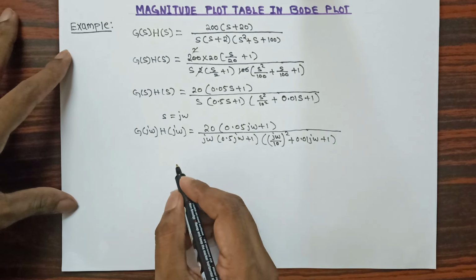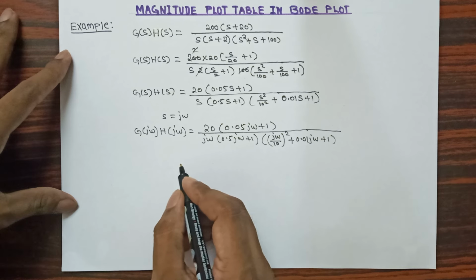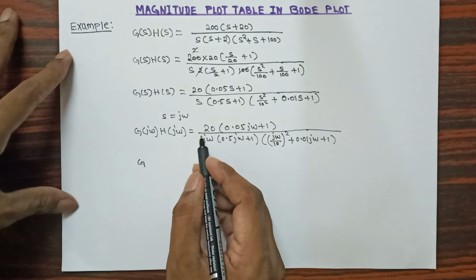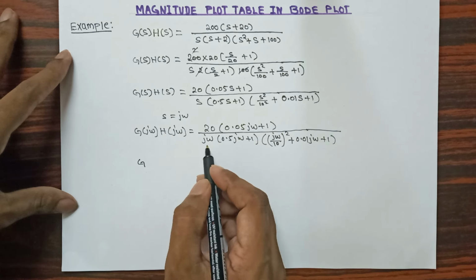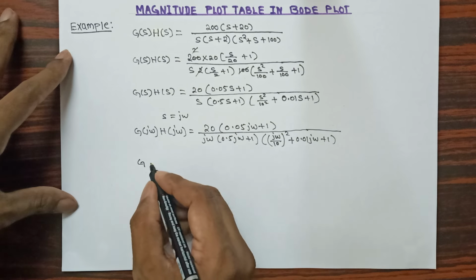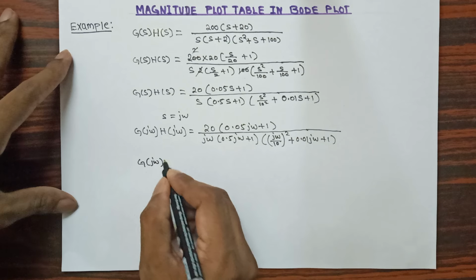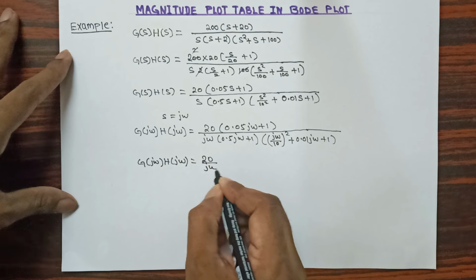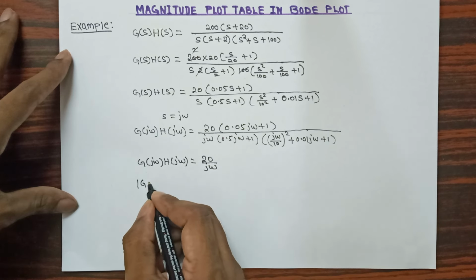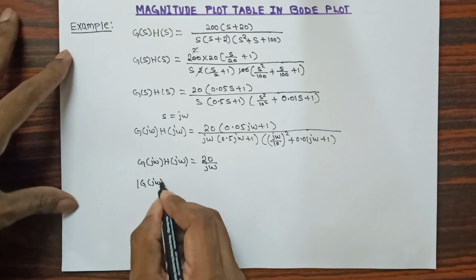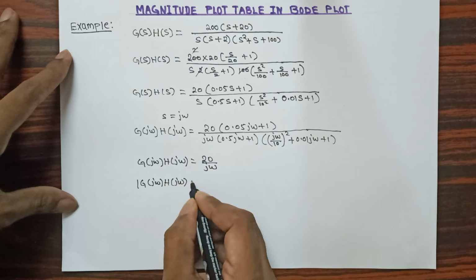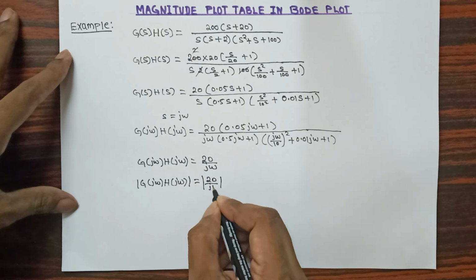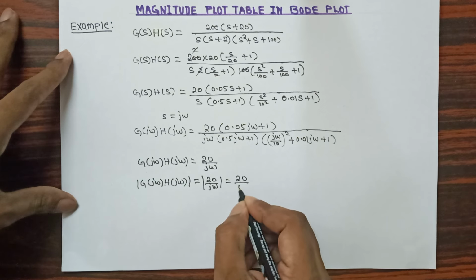Before going to form the magnitude plot table, as we know, we need to find the initial gain, that is by considering the gain along with the pole or zero at the origin. In this problem one pole is at the origin. By considering this, G(j omega)H(j omega) is equivalent to 20 by j omega. By considering the magnitude, magnitude of G(j omega)H(j omega) is equal to magnitude of 20 by j omega, which is equivalent to 20 by omega.